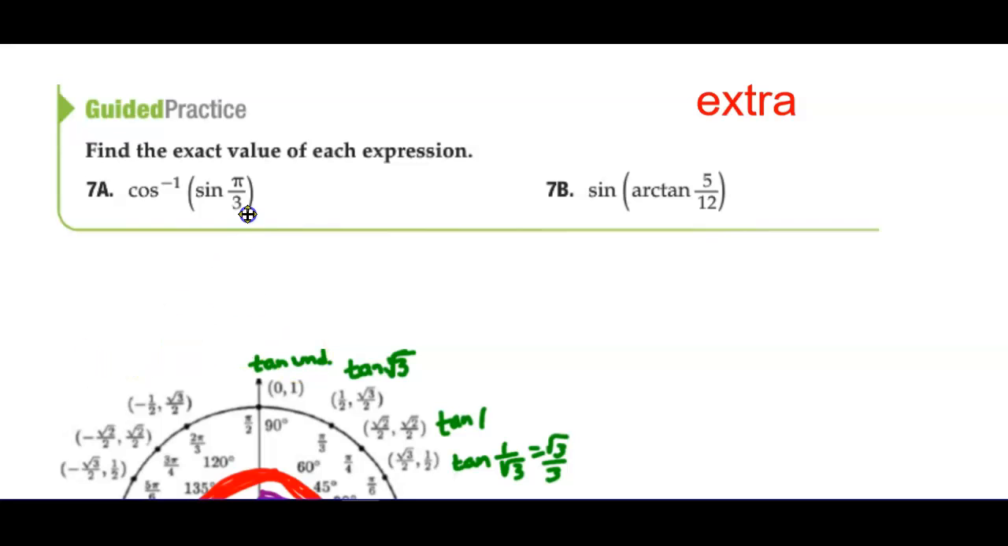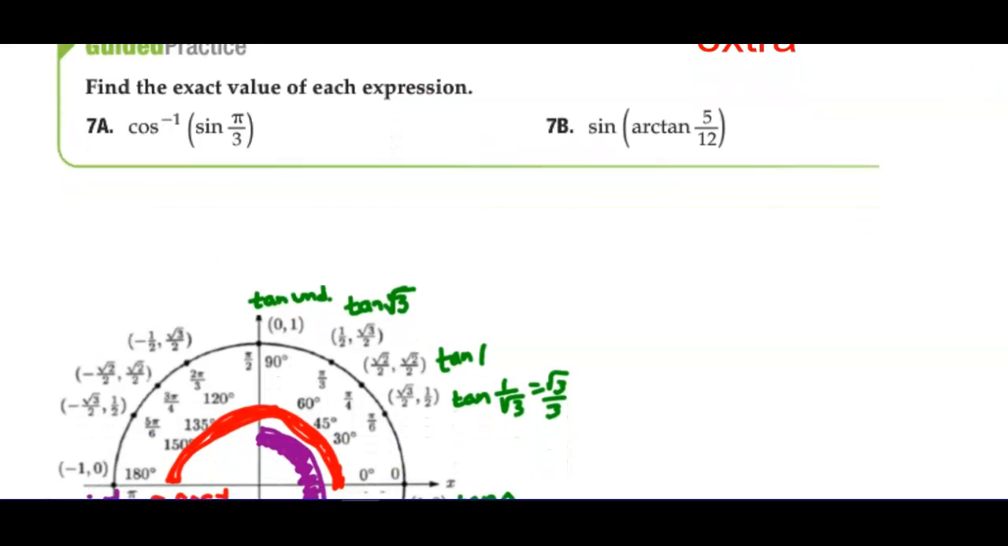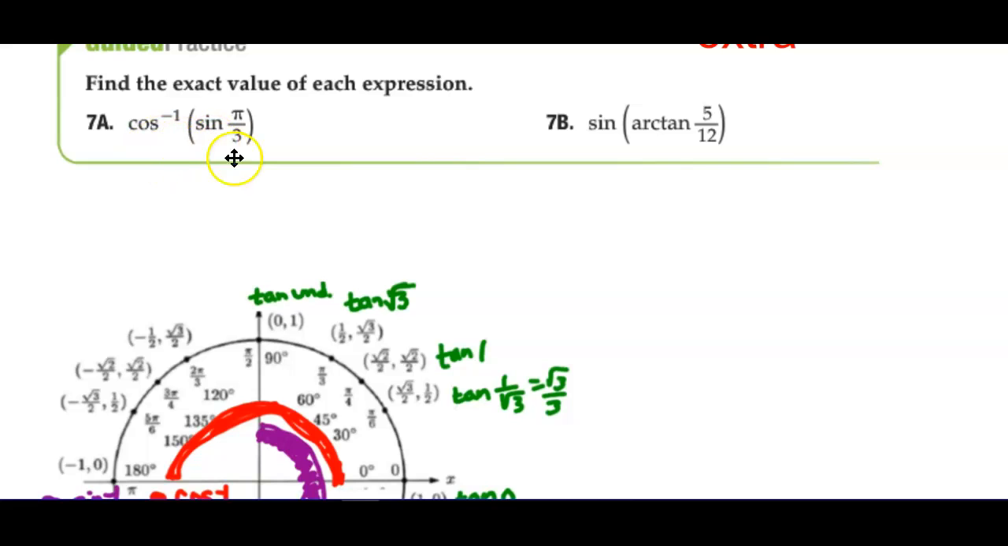Now this one is asking us to use two different functions. We kind of talked about these yesterday. If I go to pi over 3 right here, the sine is square root of 3 over 2. Remember, these are composition of functions, so we do them inside out. So then it's saying, where is the cosine square root of 3 over 2? And that is true here. The x value or cosine value is square root of 3 over 2 at pi over 6.